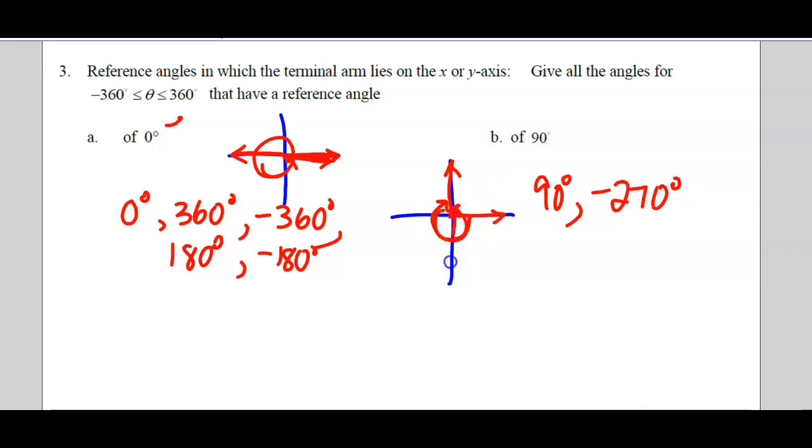What about if we had the terminal arm going in the negative y? Then that would be negative 90, or from here, positive 270. Okay, so plus or minus 90, plus or minus 270.